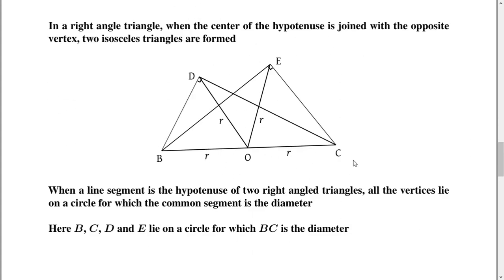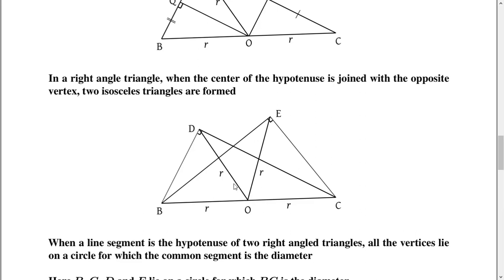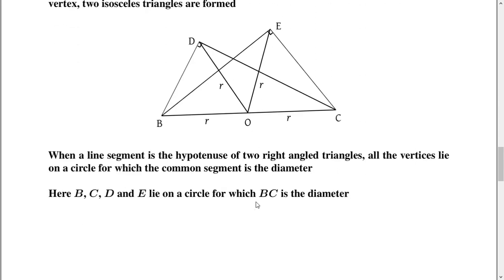Now add in one more right angle triangle to this diagram here, like this. Just like how we did earlier, we can show that OE is also equal to R. So B, C, D and E are all 4 points which are equidistant from O. Right? So B, C, D and E must lie on a circle with O as the center. That's what we said earlier.